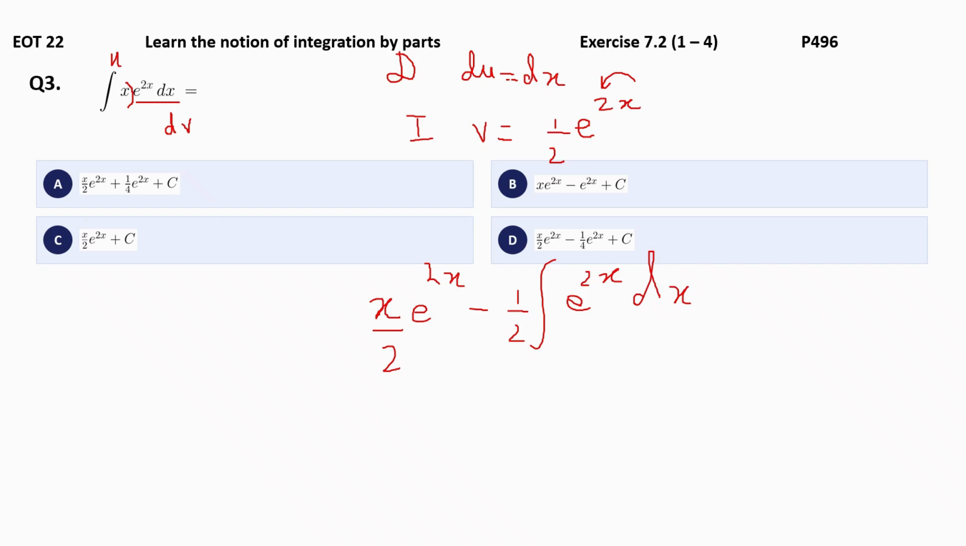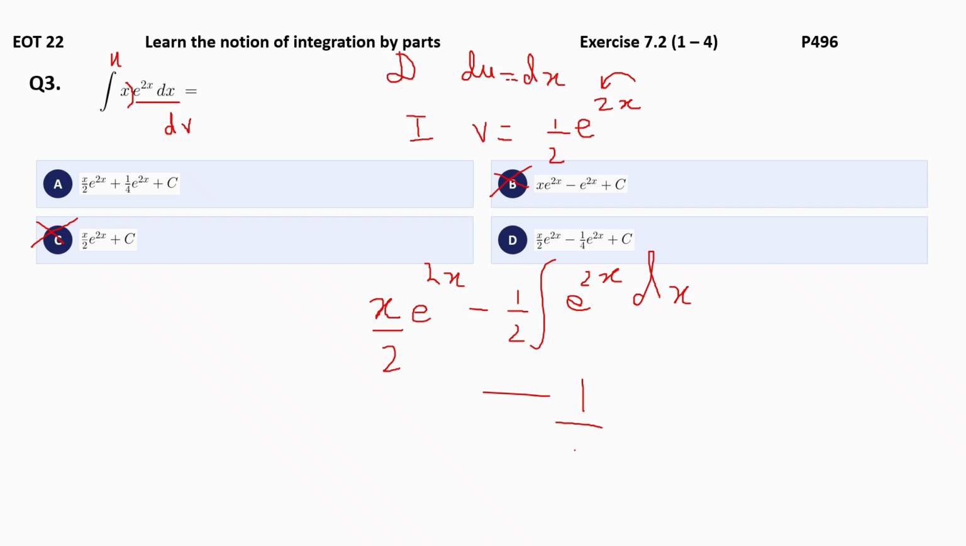If you notice, all your first terms are x by 2 e power 2x except option B. So cancel option B. Now we need to select which is the correct one. I think you can cancel option C also because it doesn't have a second term. So cancel option C. So the confusion is between option A and option D. So let's complete the steps.